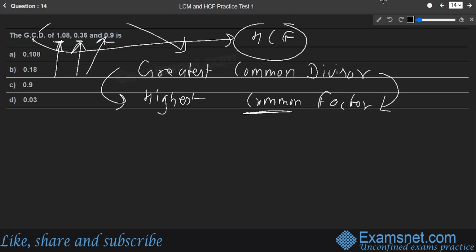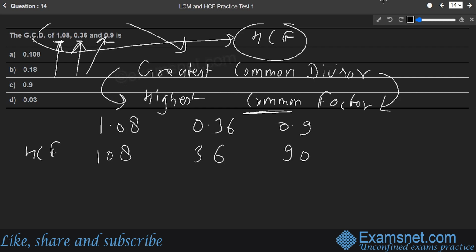For finding out the HCF of decimal numbers, first we need to convert those numbers into non-decimal numbers. To convert these numbers into non-decimal numbers, we can multiply each number by 100. If we do that, the first number becomes 108, the next number becomes 36 and the next number becomes 90. So we are actually about to find out the HCF of 108, 36 and 90. For doing that, we need to factorize these numbers first.